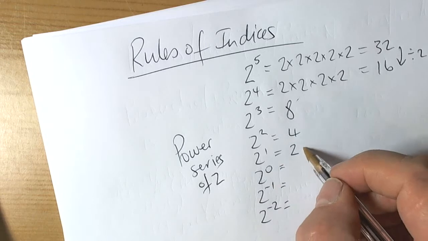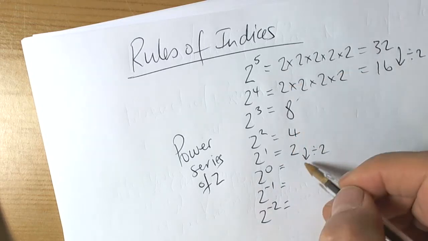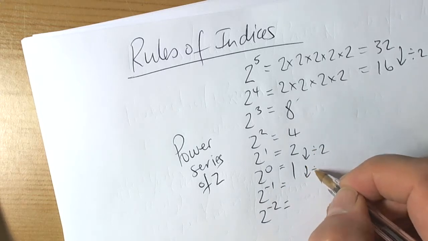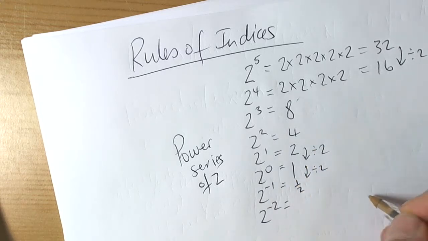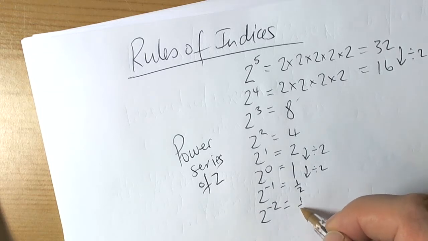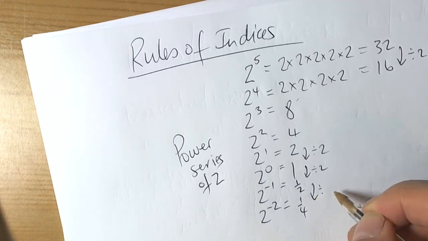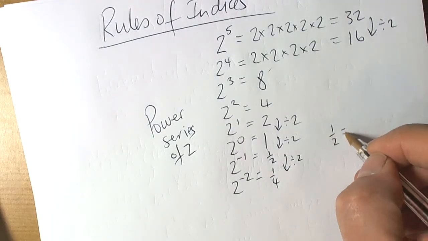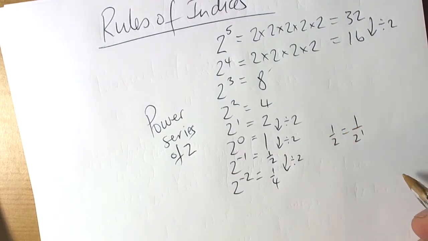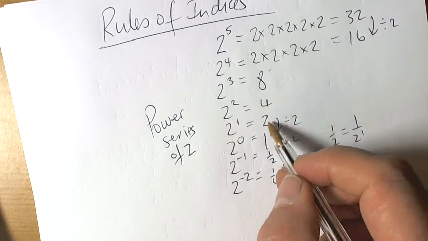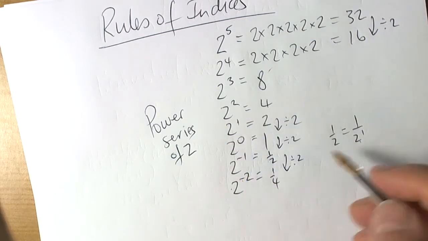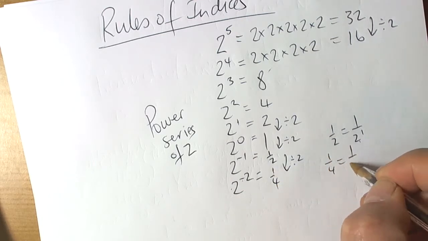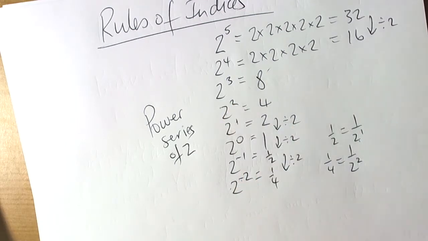2 to the power of 0, well remember, we're halving because of the way the pattern works, so that'll be 1. 2 to the power of -1, again we're halving, so we're dividing by 2, so that will actually be a half. 2 to the power of -2, well that'll be a quarter. Again, half of a half is a quarter. So recognise though that a half is actually the same as doing 1 over 2 to the power of 1, because 2 to the power of 1 was actually 2. 2 to the power of -2, well that's 1 over 4, but that's actually the same as 1 over 2 squared, because 2 squared was 4.